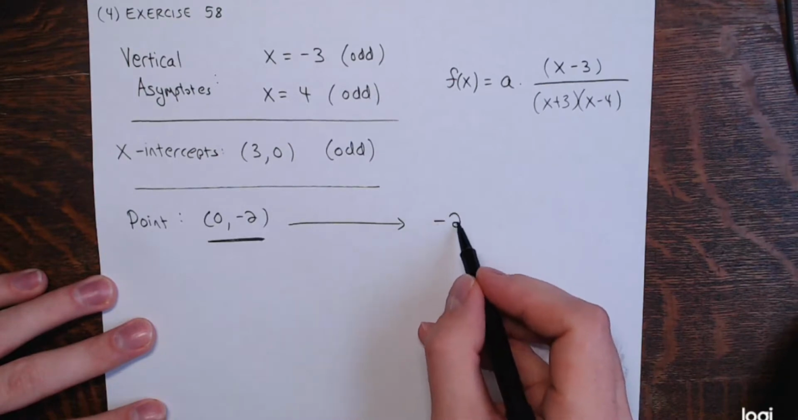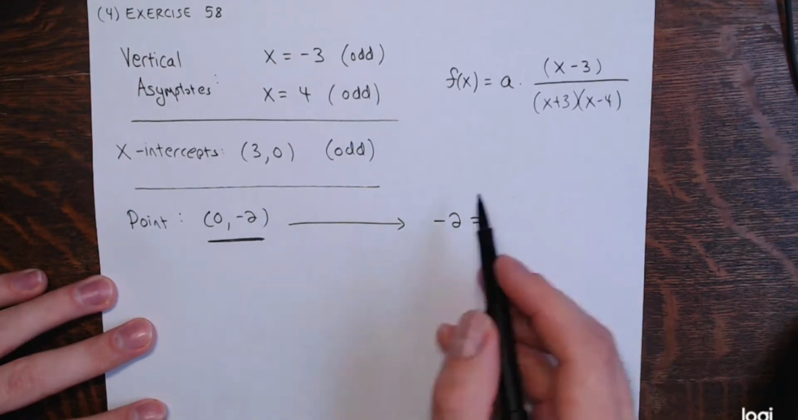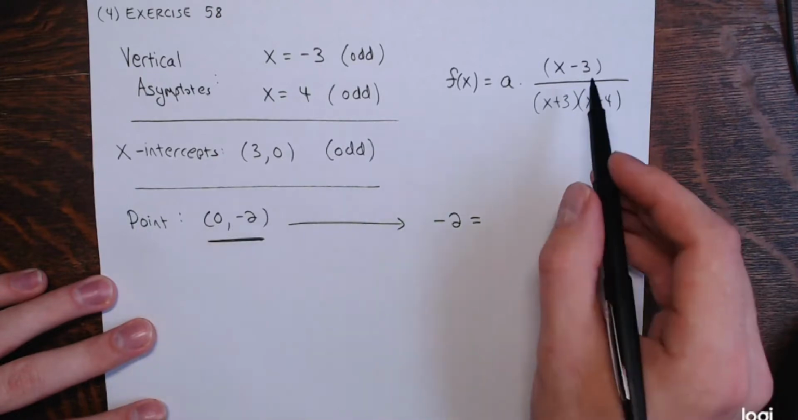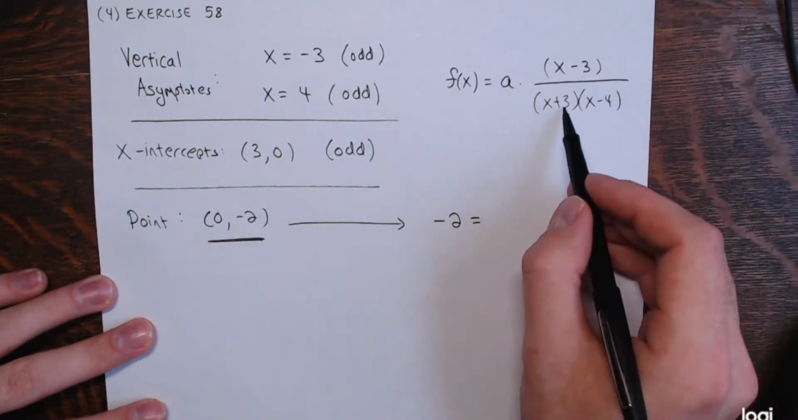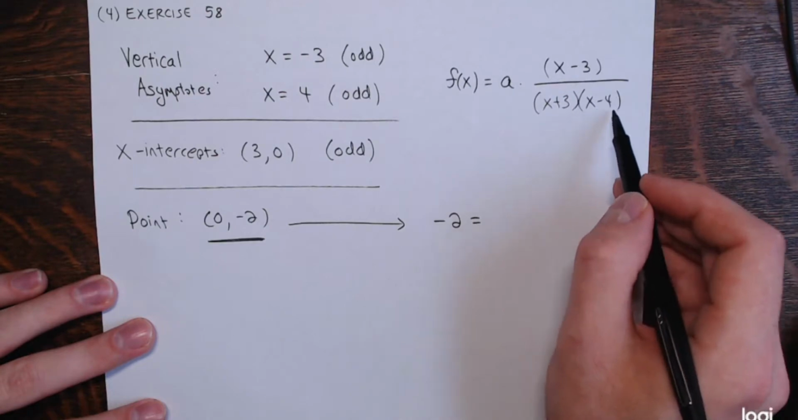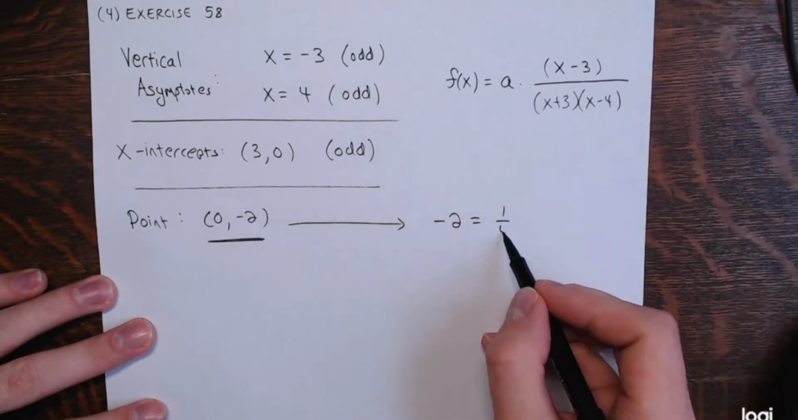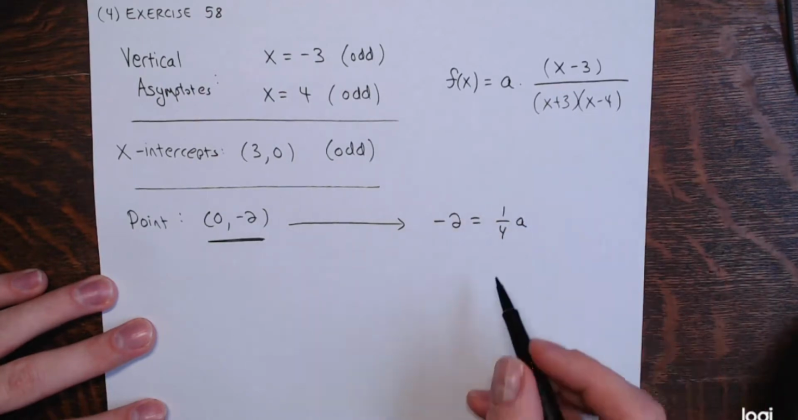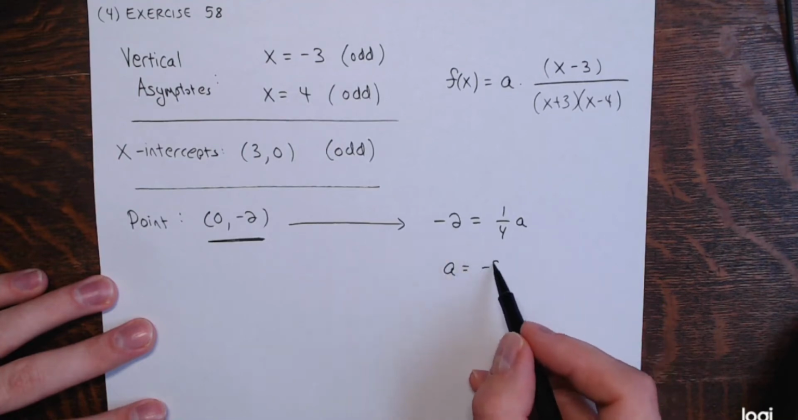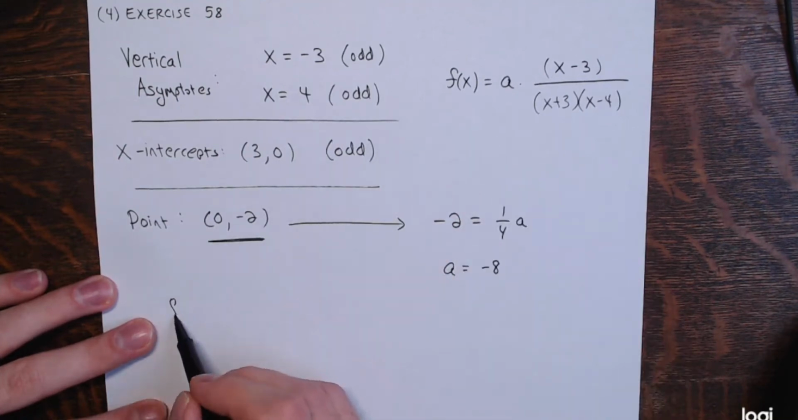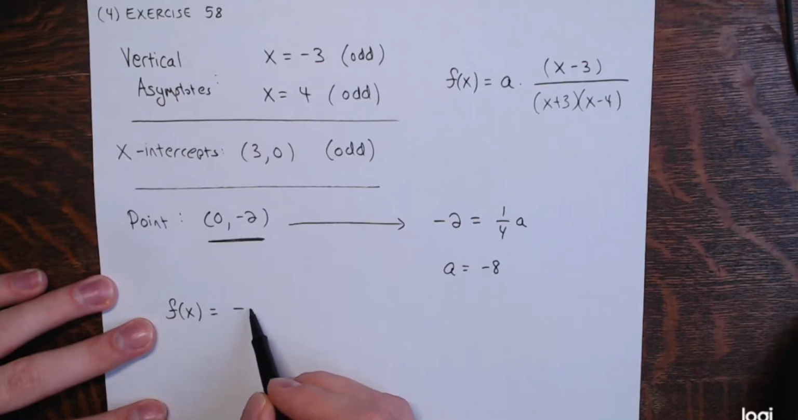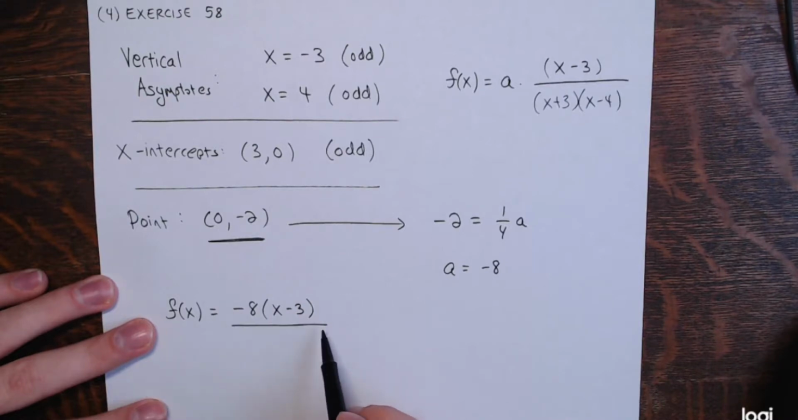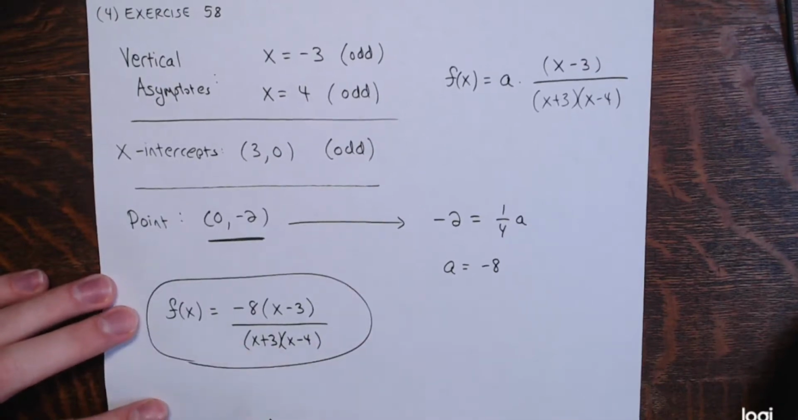So we have negative 2 for f of x equals, and then if x is 0, this would be negative 3, this would be positive 3, so it's negative 1 over negative 4, that's positive 1/4 a. Right? And then the value of a would be negative 8. And then pop that in. So we have f of x equals negative 8 times the quantity x minus 3, all over x plus 3 times x minus 4. And there you go. There's a rational function.